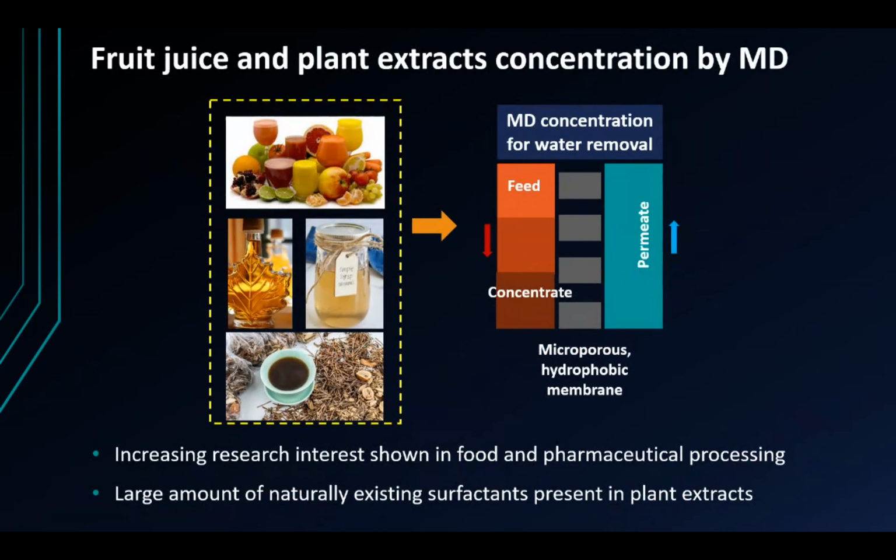Membrane distillation has been an emerging desalination technology for water treatment. We've noticed a growing research interest in the concentration by MD in food and pharmaceutical processing, such as fruit juice and maple syrup. MD has also been applied in the water removal for herbal and TCM extracts. However, we know that there are large amounts of naturally existing surfactants present in the herbal extracts. They might cause membrane wetting.